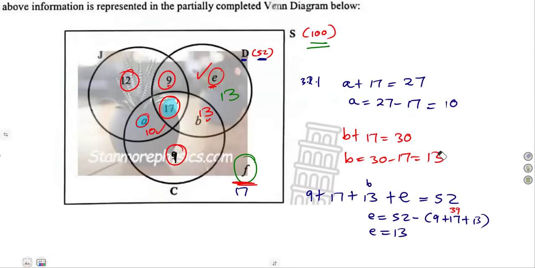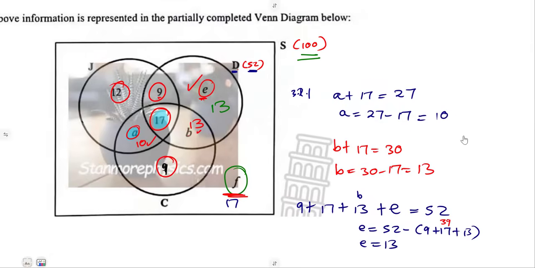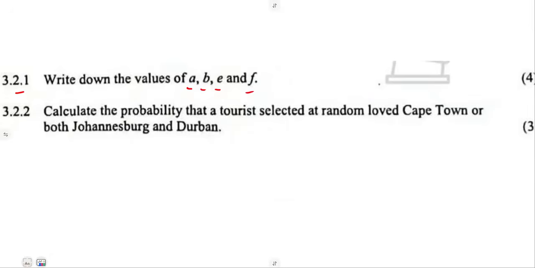You just have to be very careful, understand your Venn diagrams, understand all sections actually. Then you're being asked this time to determine or to calculate the probability that a tourist is selected at random, but that tourist loved Cape Town or both Johannesburg and Durban. Both. So there's a condition of we have or and where is both and.